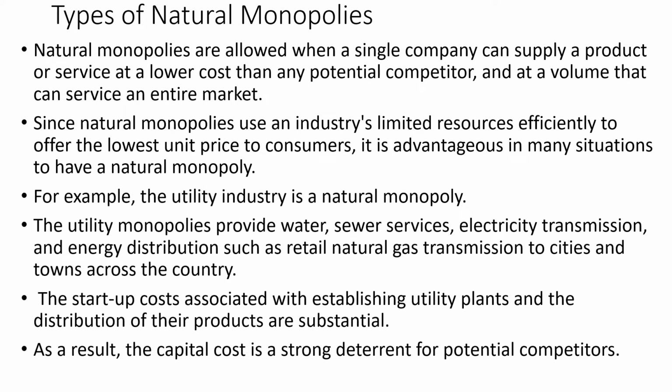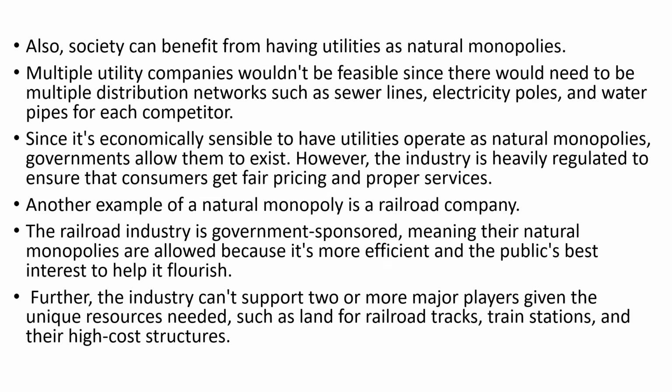Coming to the types of natural monopolies, as we have already explained with respect to the electricity provider, there can be many real life examples. Since natural monopolies use industries' limited resources effectively as well as efficiently, there are many advantages to continuing with the single entity that provides us the service or the product. Natural monopolies provide water, electricity transmission, sewer services, energy distribution, etc. And the startup costs associated with establishing utility plants and distribution of their product are very substantial, and it acts as a barrier for other firms to enter. Multiple utility companies wouldn't be feasible.